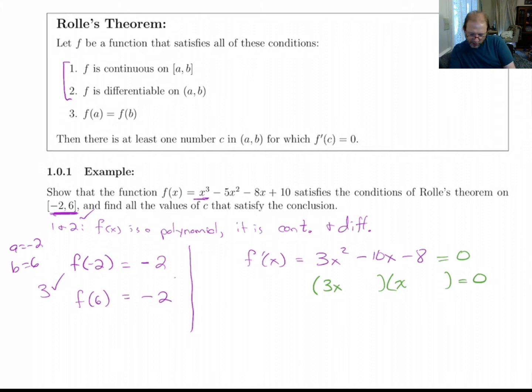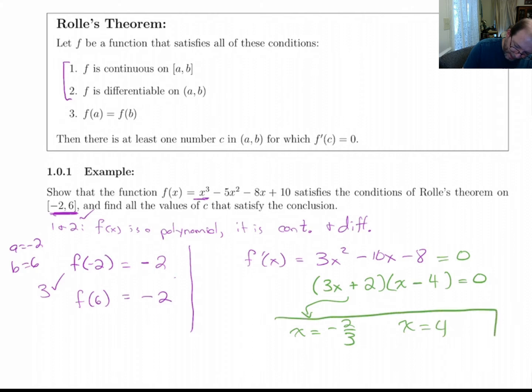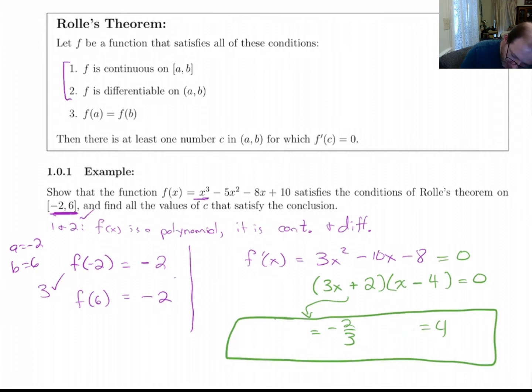Let's see, the 3x squared has to split into 3x times x. The 8, if we split it into 4 times 2, that'll give us 12x and 2x. And we can put that together to make the 10x. Make this minus 4, so therefore we get negative 12x plus 2x gives me negative 10x. So this gives me two solutions. This gives me x is negative 2/3, and the other one gives me x equals 4. And I'm calling these x, but maybe I should call them c because that's what Rolle's theorem calls them. That's my two values of c.